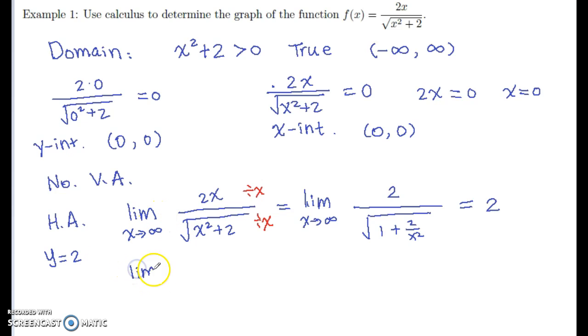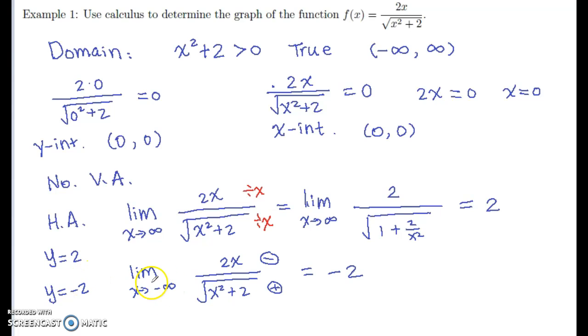Now, how about when x goes to negative infinity? Would it still be 2? Not quite, because if you think about the sign, right? x is negative infinity, the numerator is negative, but the denominator is positive, because you're taking a square root. So the answer must be negative, and it's the negative of this absolute value, which is the 2. So y equals negative 2 is the horizontal asymptote as x approaches negative infinity.